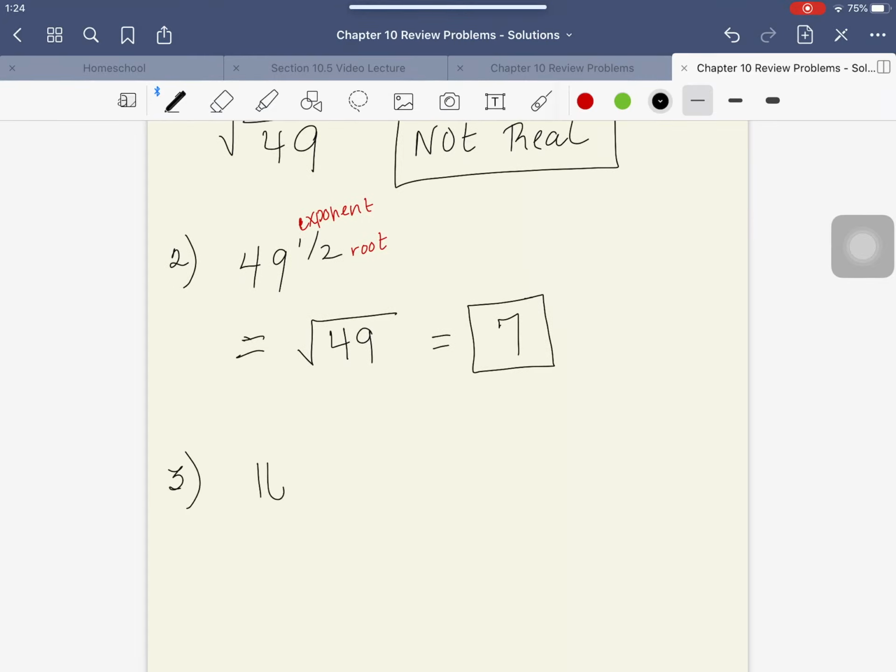All right, so 16 to the 5/4 power, that is going to be the fourth root of 16, and then we raise that to the 5th power. The fourth root of 16 is 2, and then 2 to the 5th power is equal to 32.